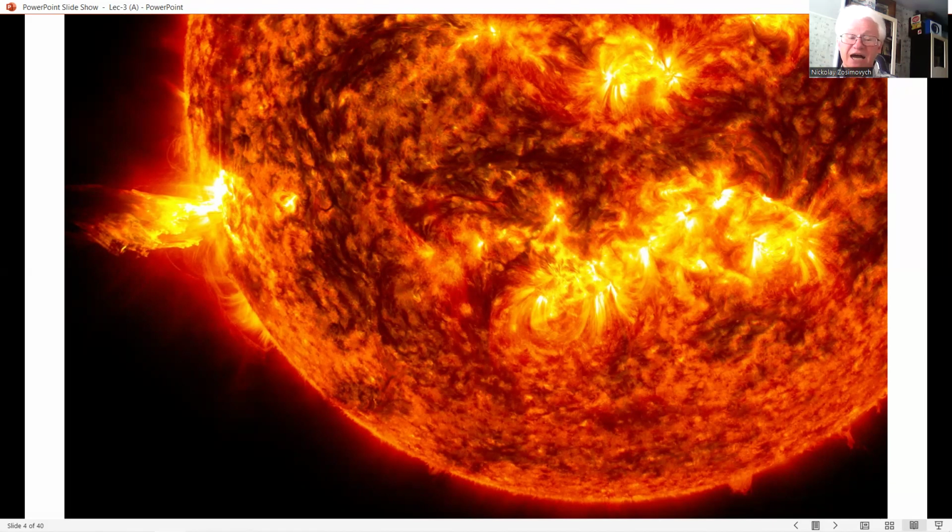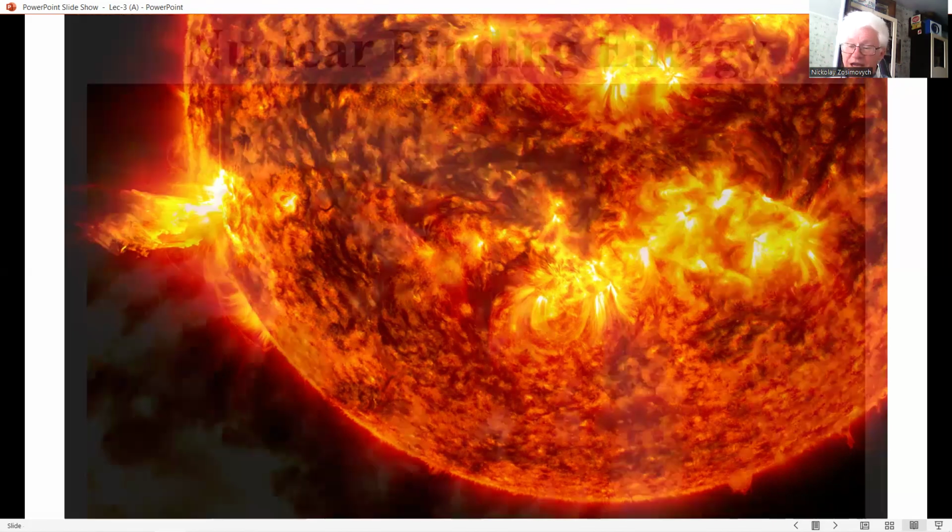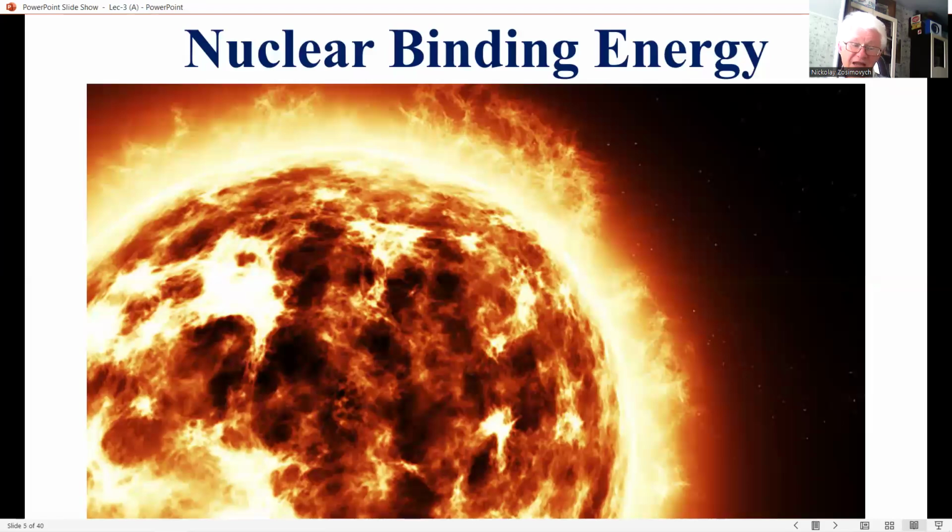Nuclear reactions inside stars involve atomic nuclei, not whole atoms. How exactly can the nucleus of the atom yield energy? The answer lies in the forces that hold the nuclei together. The sun generates its energy by releasing the bonds between the particles inside atomic nuclei.